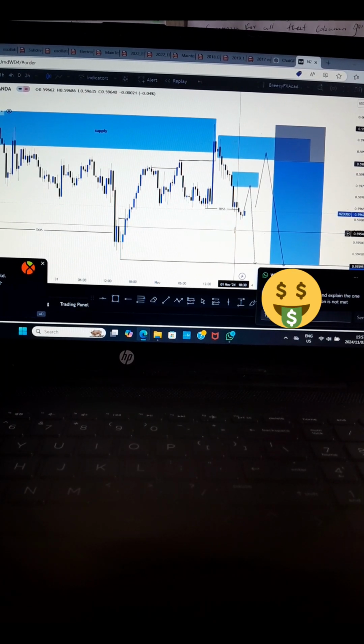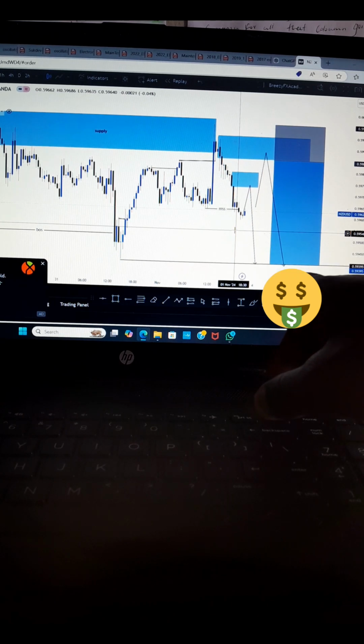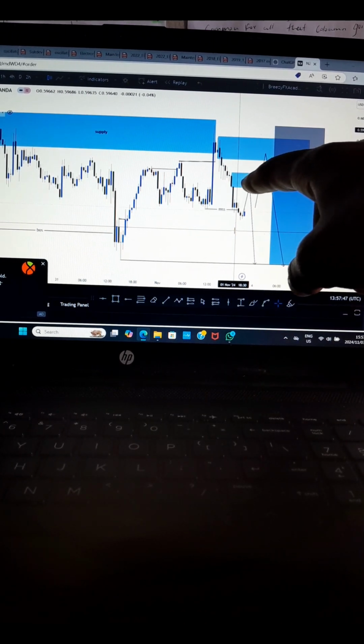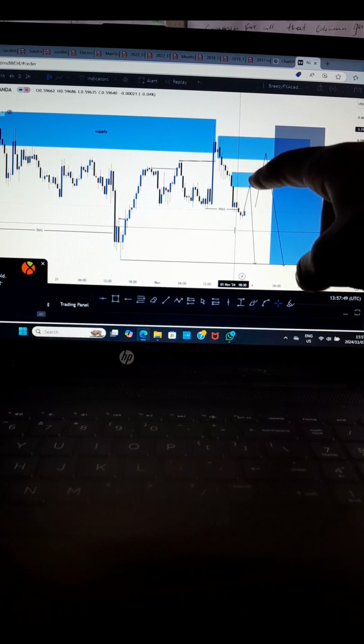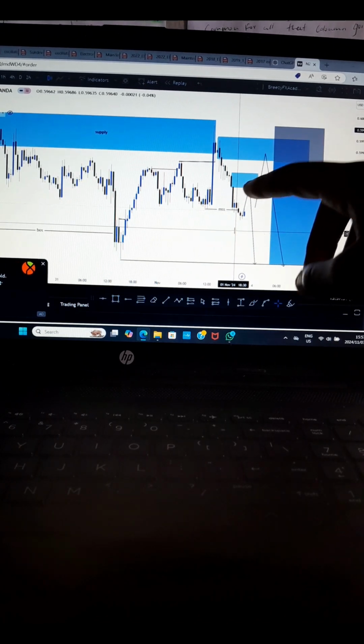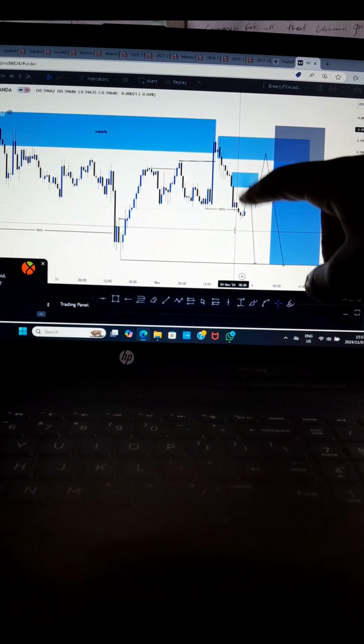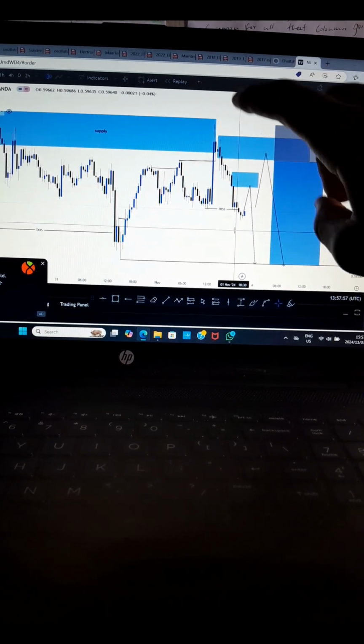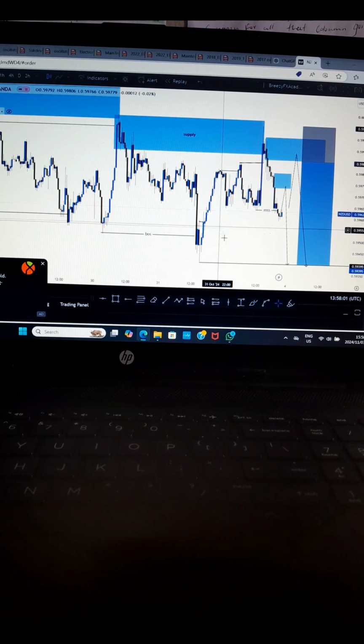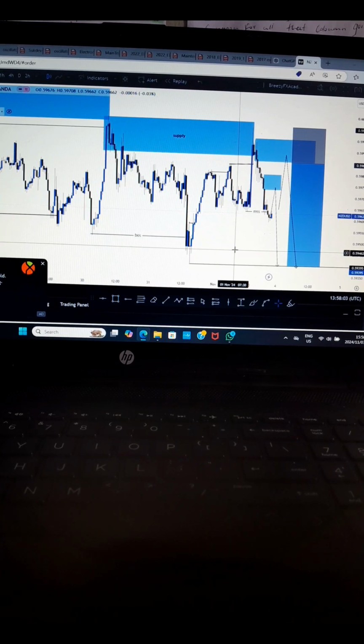But if the market comes into this supply, you can just go to the lower time frame. You can go to the 1 minute time frame and check for the change of character, and then take an entry from that point and then take the market down. So that is just what I have for this pair, which is NZD USD.